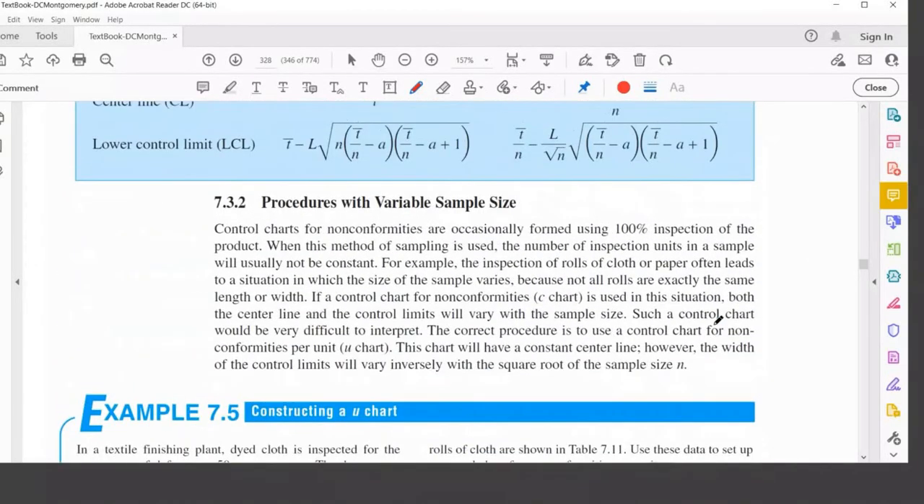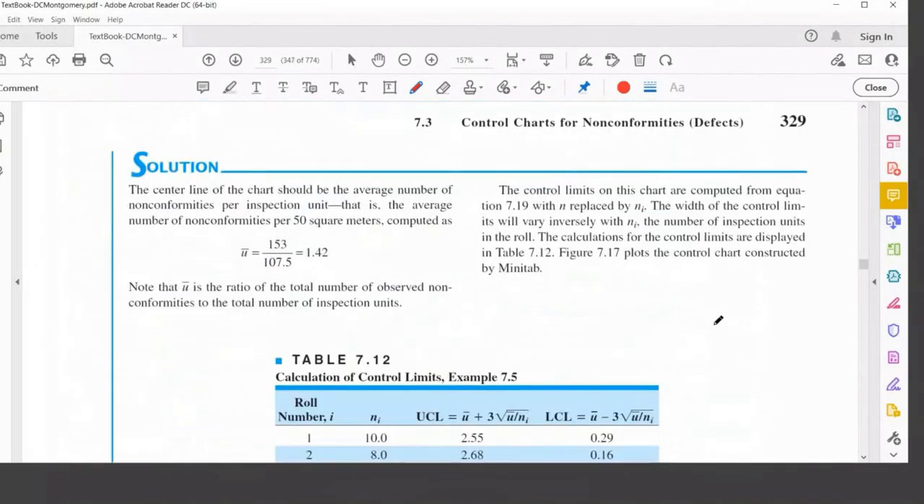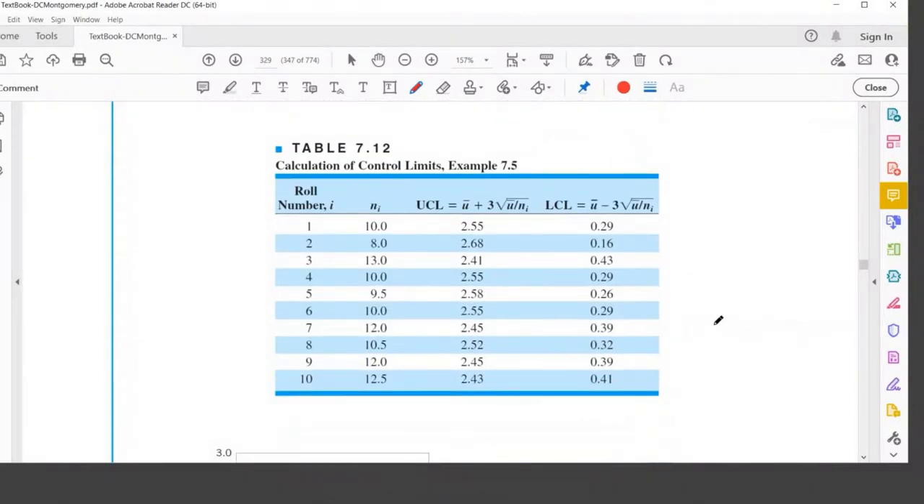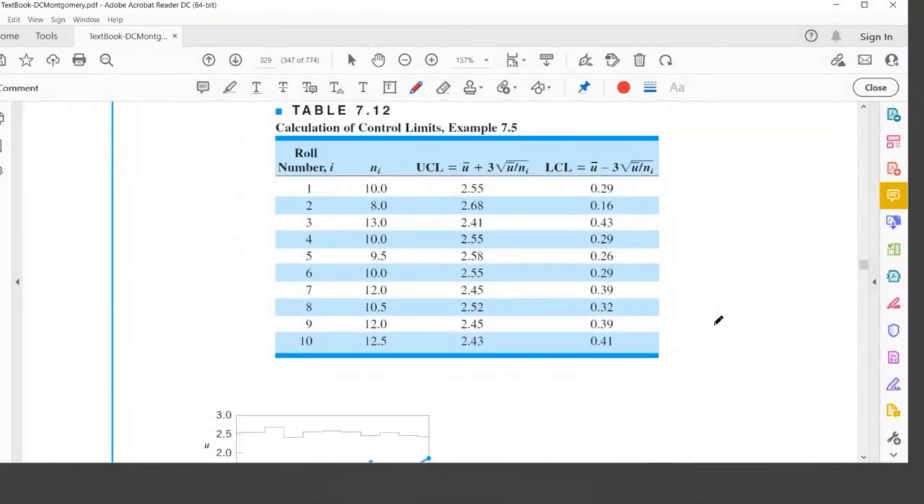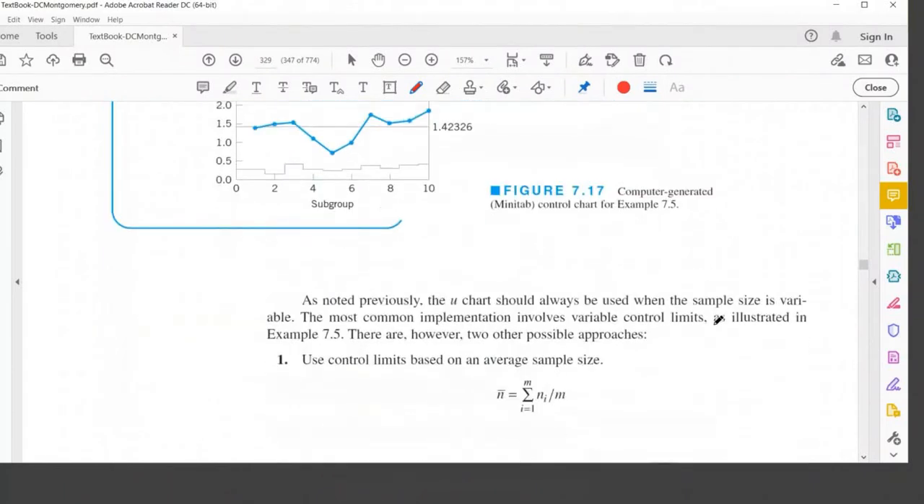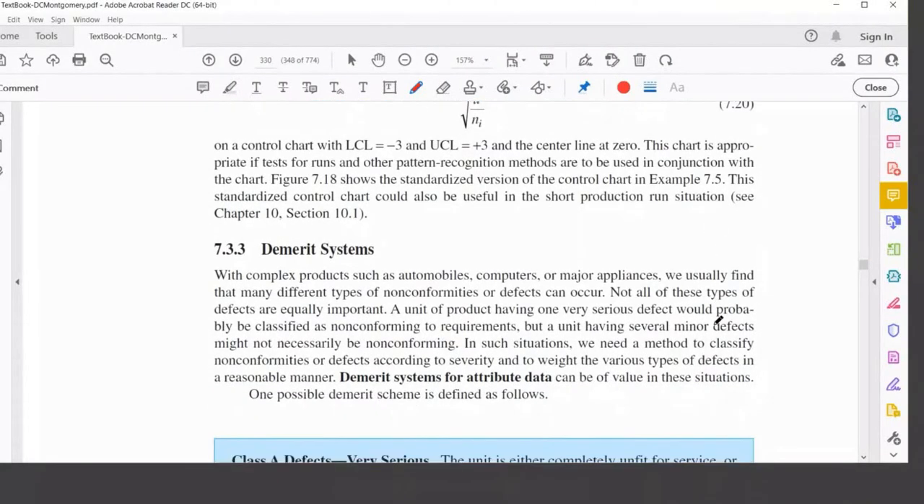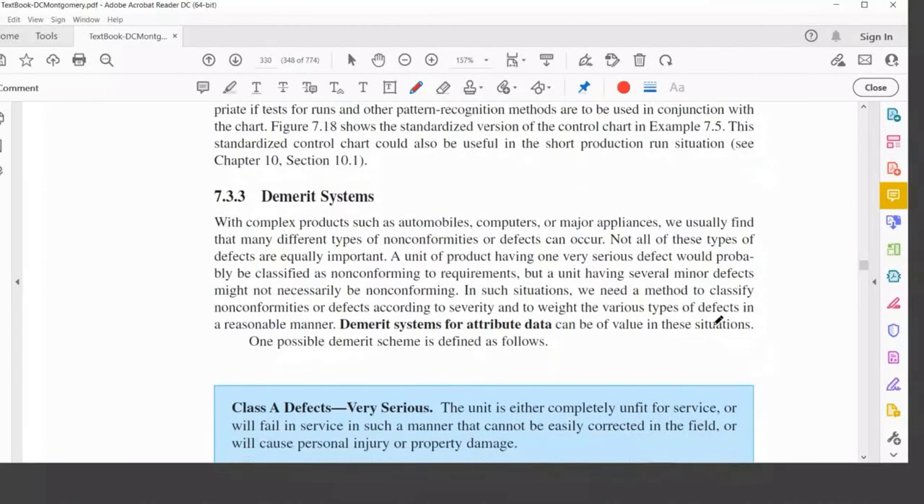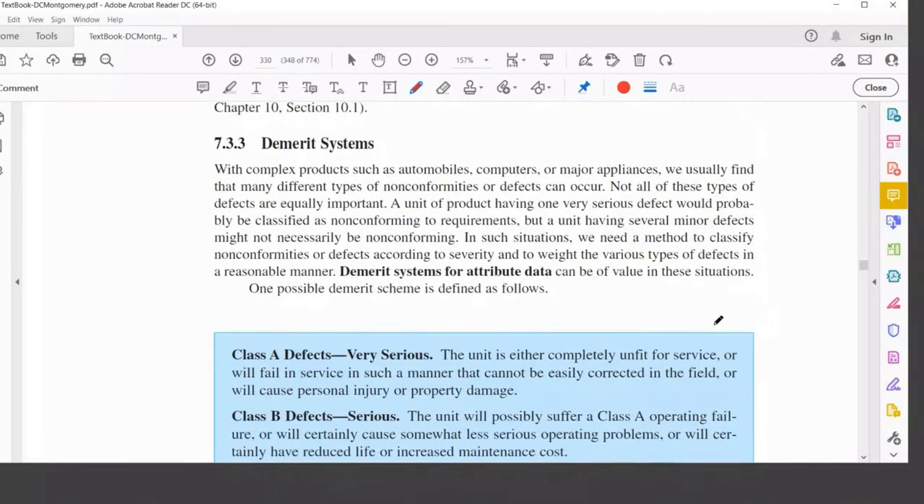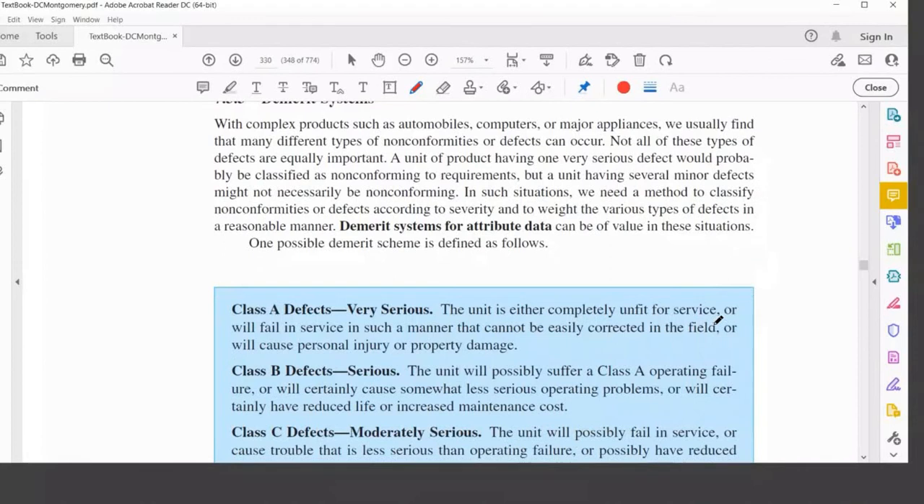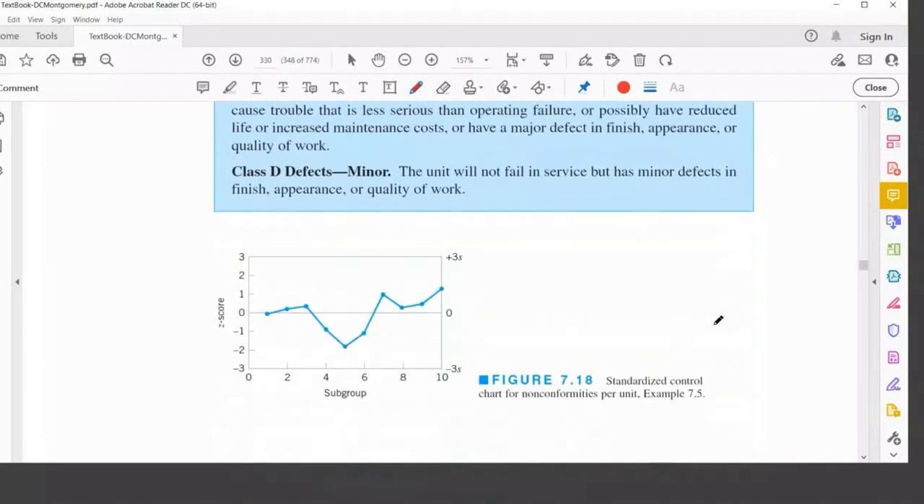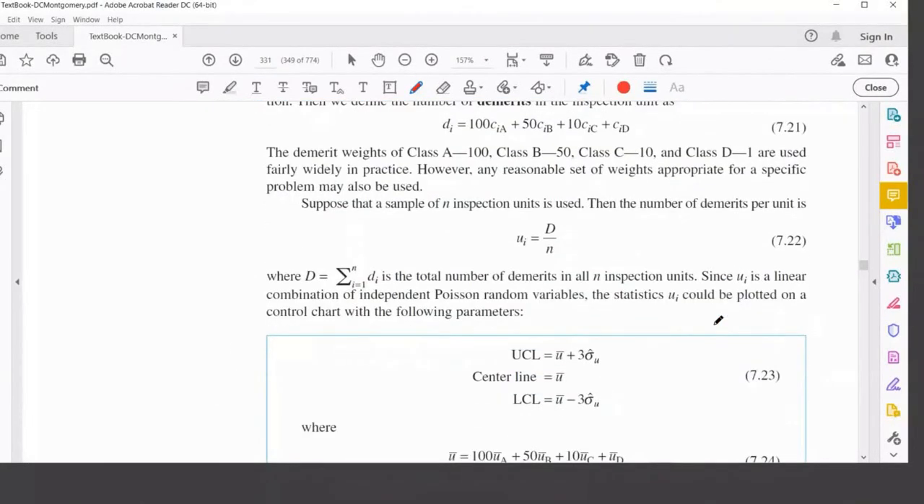When there is a variable sample size, same thing, we need to address this. We have to do individual control limits based on the individual N, same as what we did for the P chart. Kalau ada case variable sample size. The next class I will cover the demerit system, where we can use a demerit control chart to monitor different seriousness of defects. Alright, I will give you a few questions for you to exercise on C chart, U chart, and NP chart.